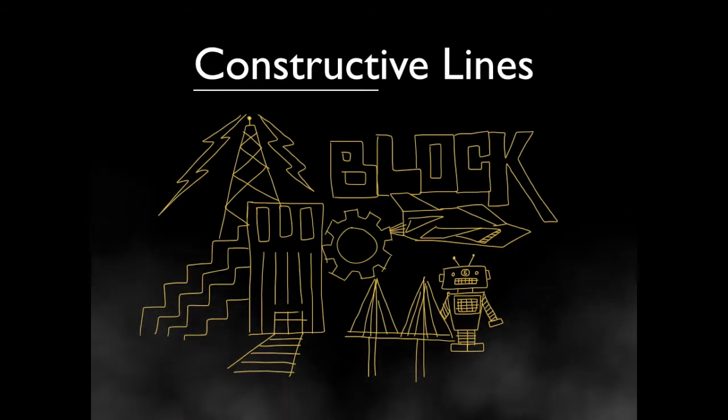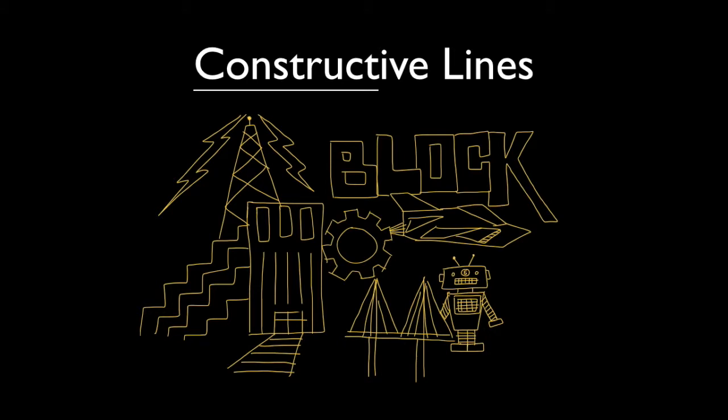We are talking about constructive and organic lines, two different ways of drawing lines that have a completely different feel to them. So the first type of line we're talking about are constructive lines. Now the root of the word constructive is construct. That refers to things that are constructed, things that are made by human beings. You can think of buildings, you can think of gears.